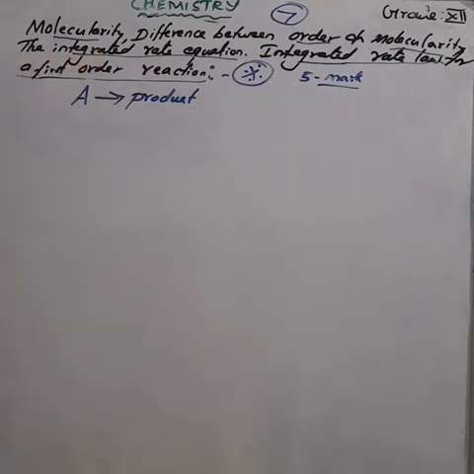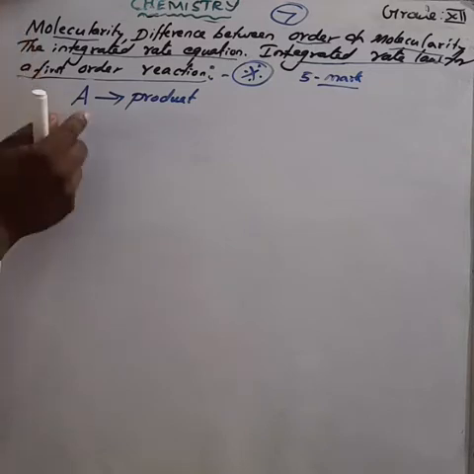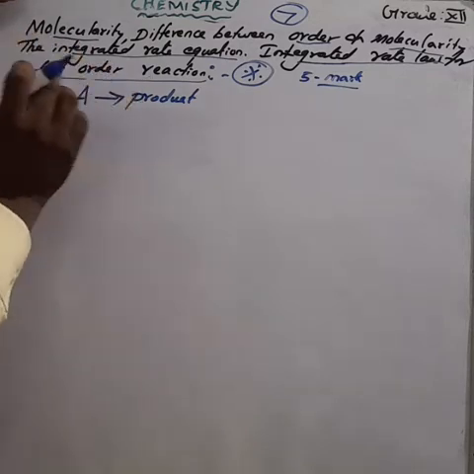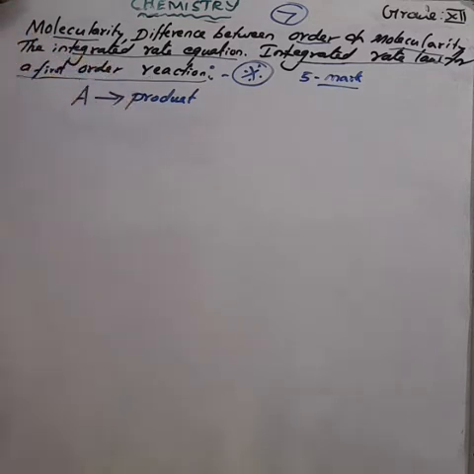A reaction whose rate depends on the reactant concentration raised to the first power is called a first order reaction. Let us consider one of the reactions, that is, A gives product. This is one of the first order reactions.